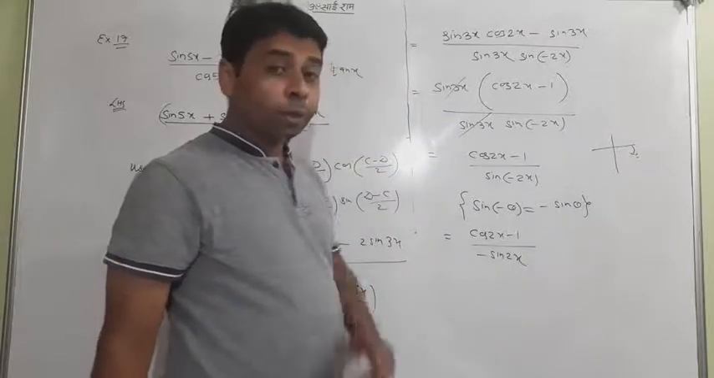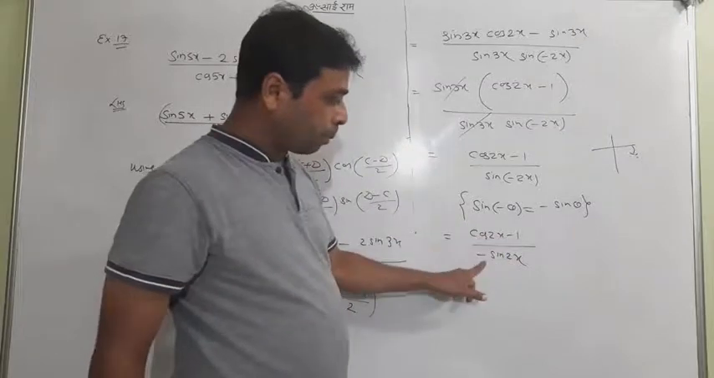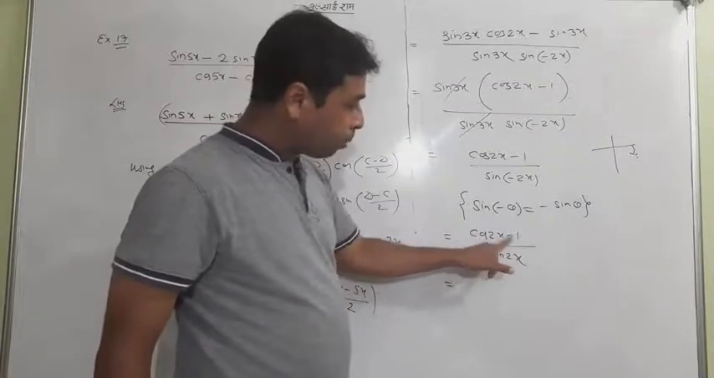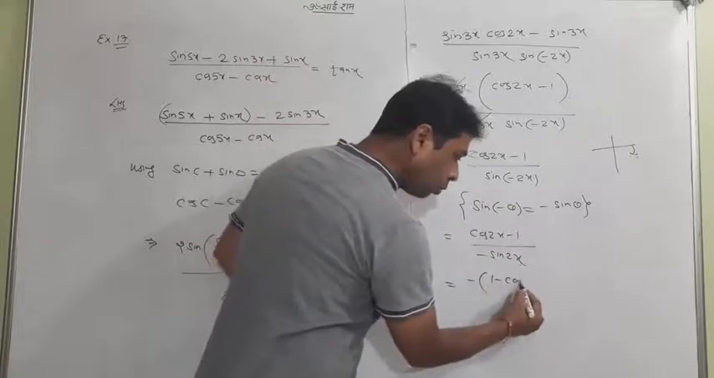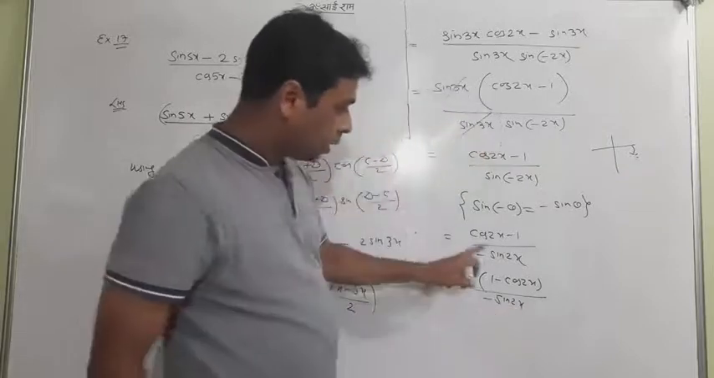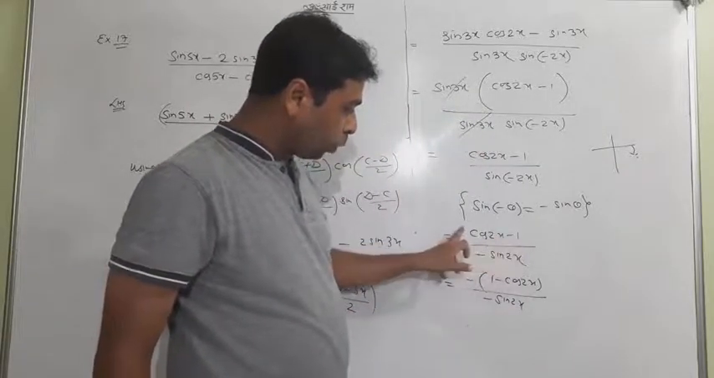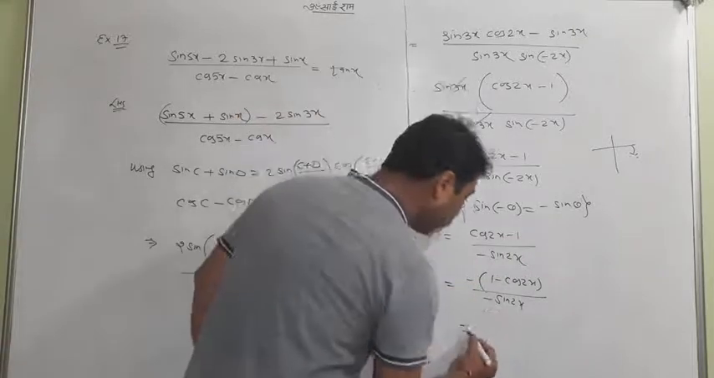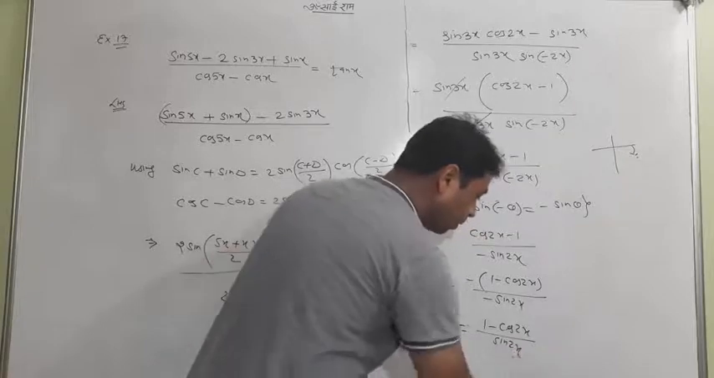Now I am going to do a very important step. Look at cos 2x minus 1, this is upon minus sin 2x. I take out minus common from the numerator, so it will be 1 minus cos 2x upon sin 2x with a minus. Because it was a minus, I took out minus common from the numerator. Both minus signs will cancel, so the remaining is 1 minus cos 2x upon sin 2x.